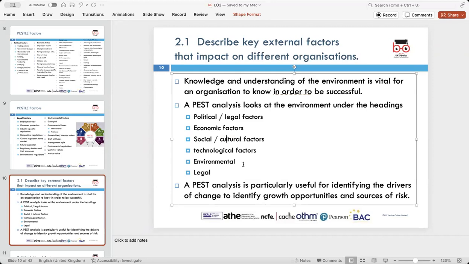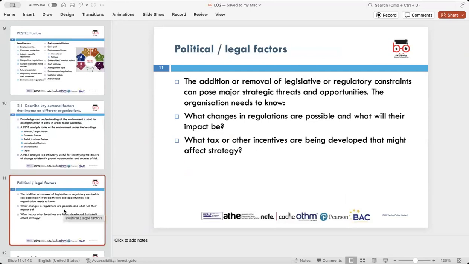So basically, the analysis is especially useful for identifying the drivers of change, which can help identify growth opportunities. Political and legal factors: again, the addition or removal of legislation or regulatory constraints can pose major strategic threats and opportunities the organization needs to know.